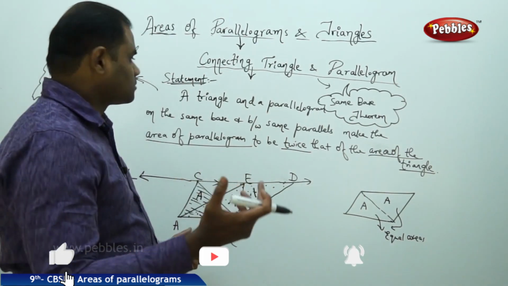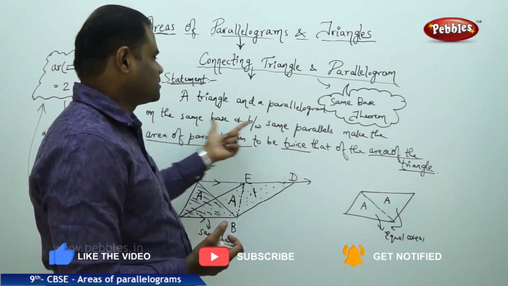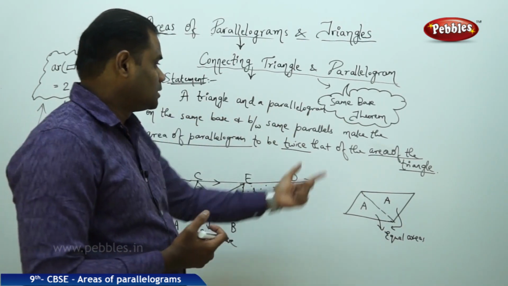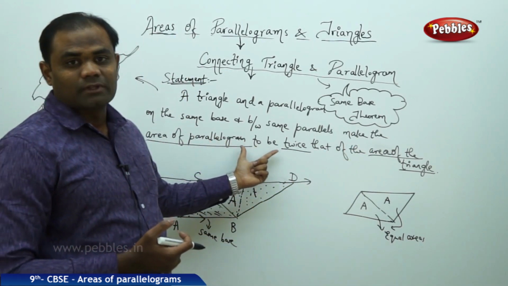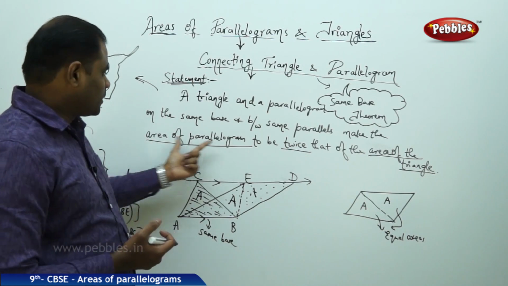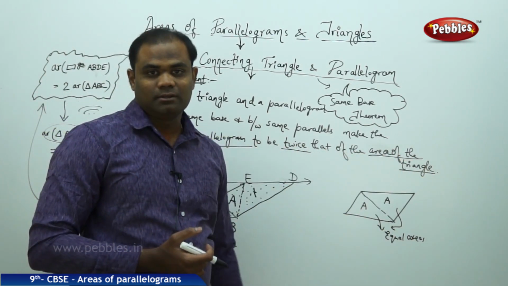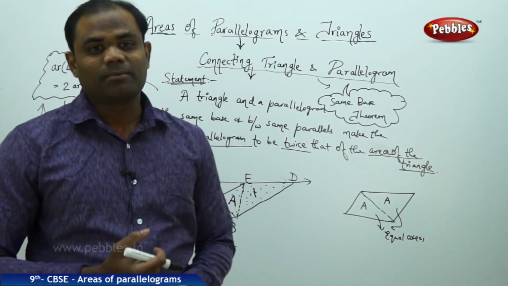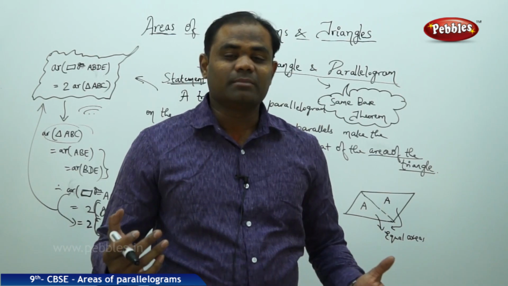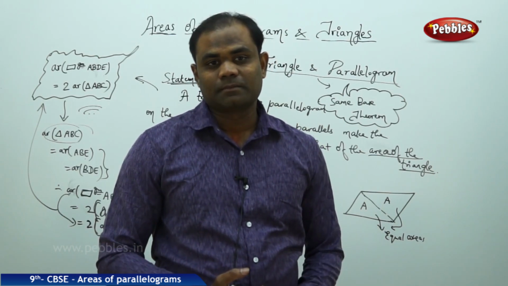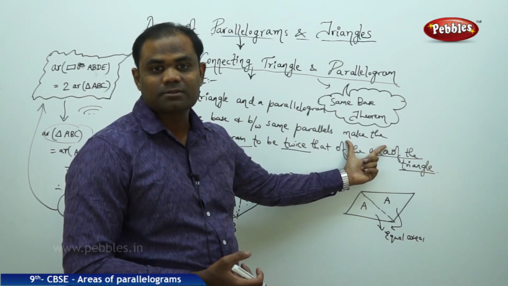Therefore, we come to the conclusion that if there is a triangle and a parallelogram on the same base and between same parallels, then the area of the parallelogram is exactly twice the area of the triangle. That is how we understand the property connecting the triangle and the parallelogram in the same base theorem. Triangle connected with parallelogram in the same base theorem.